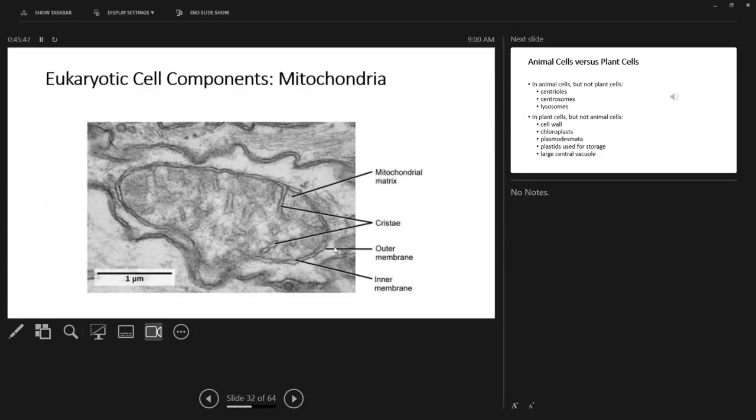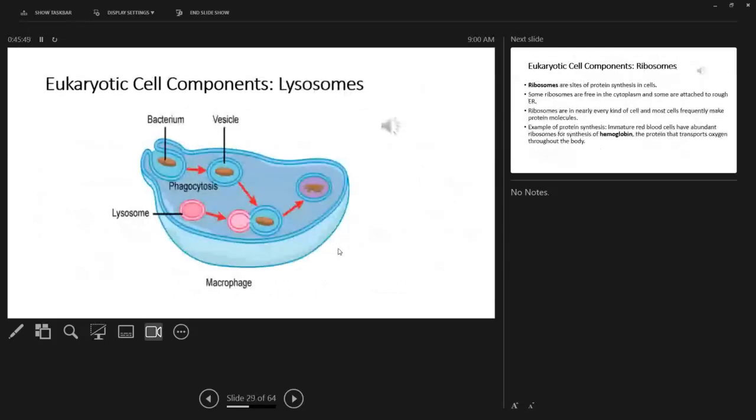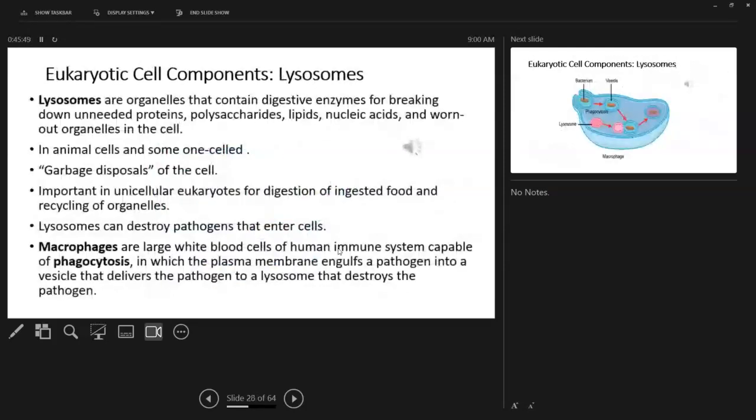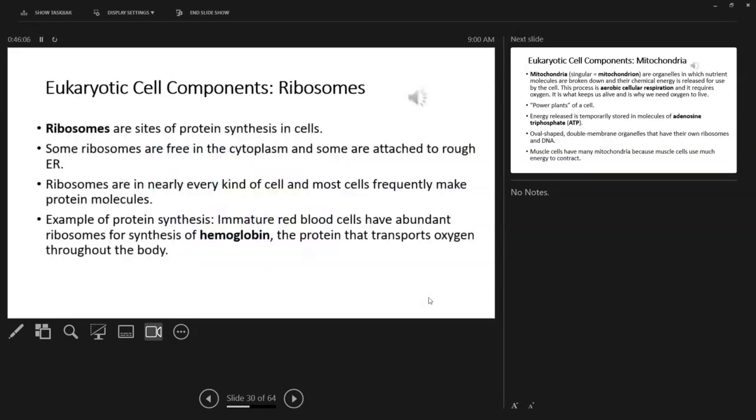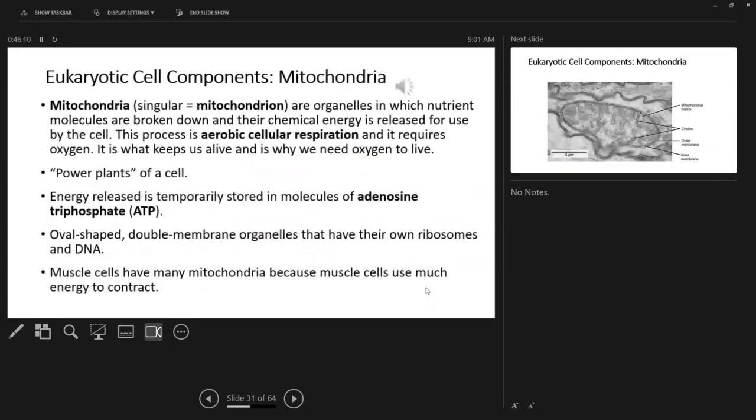And there's something I could have mentioned for lysosomes: where's that name lysosome from? The Latin root lys means to break apart or to break down. So lysosomes. If you ever see something like lysis in a word, it has something to do with breaking something down.